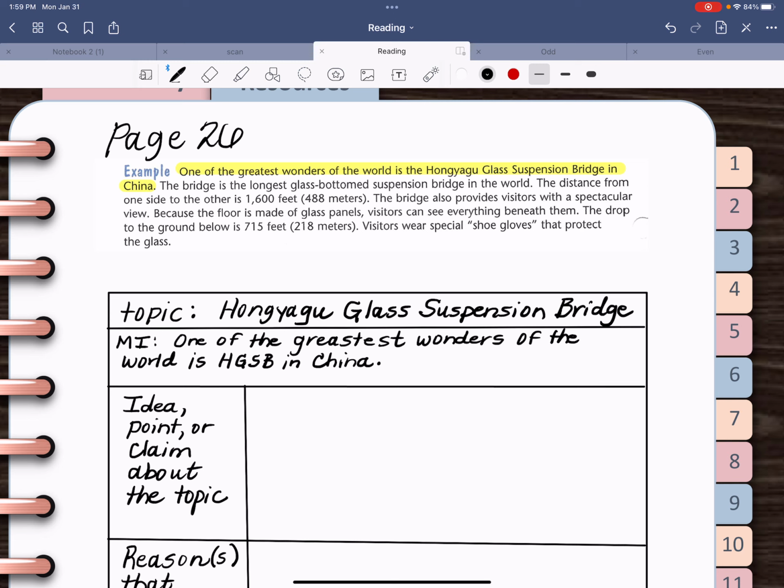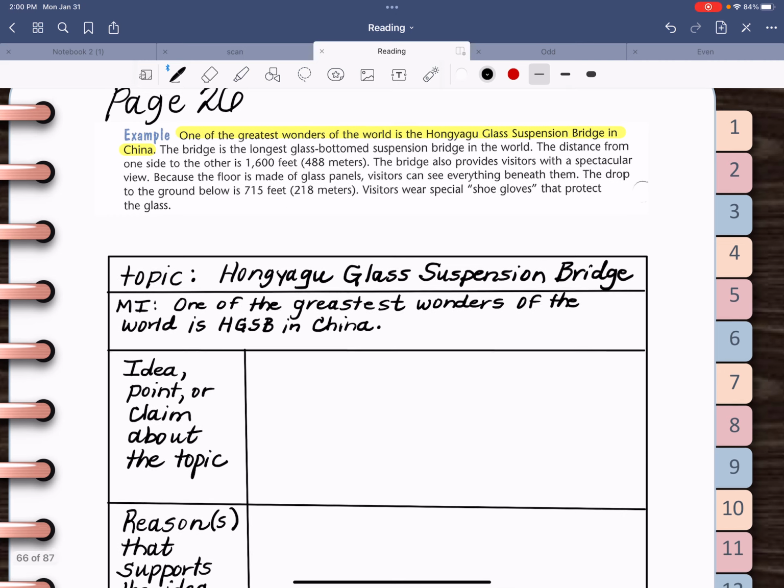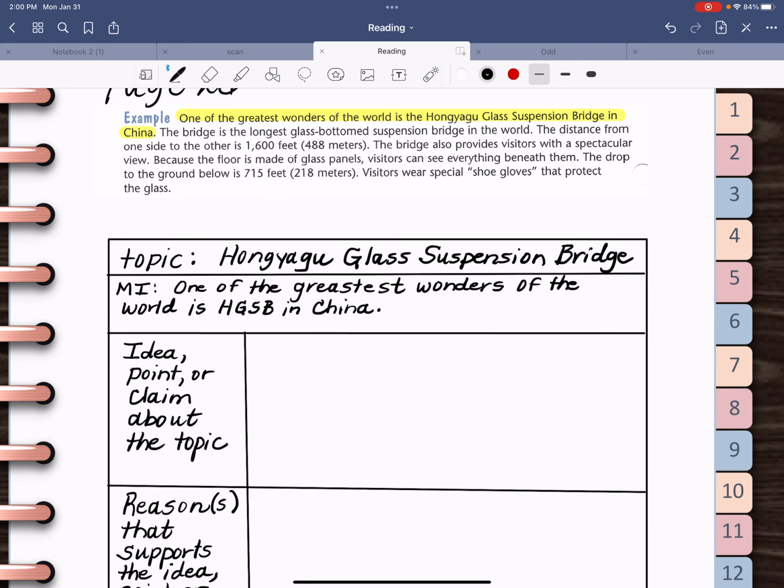Okay. So what is the idea or the point that's being made here? We've already written it. The author is claiming that this bridge is one of the wonders of the world. Now that's pretty impressive. When you think about the whole world and you think about this bridge, this author is claiming is one of the greatest wonders.